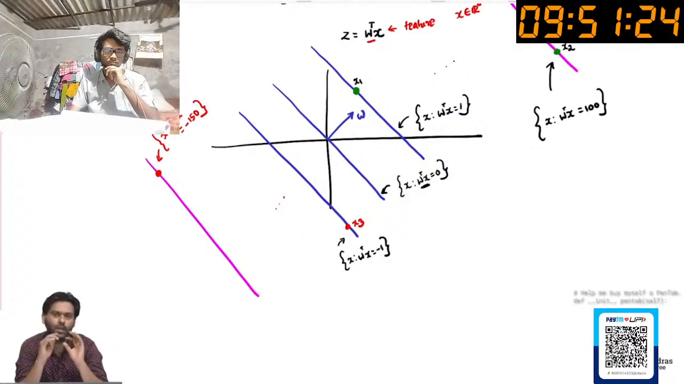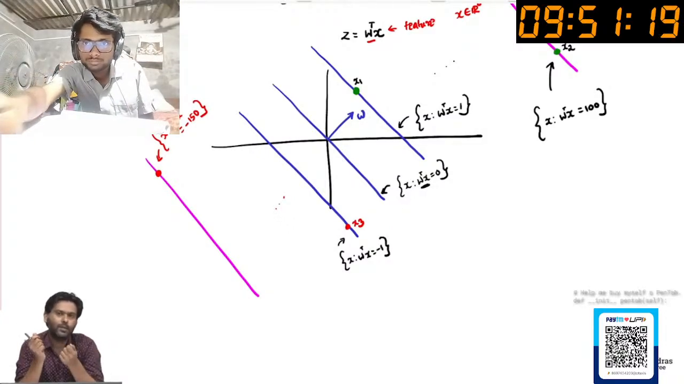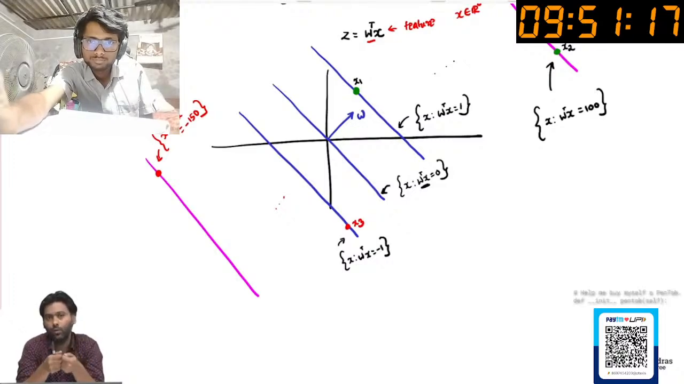But what will decide these labels? Well, there should be some probability for the label being plus 1, and there is some probability for the label being minus 1 for each of these points. Now what will decide this probability? That probability will be decided by how high or low the score associated with this point is.